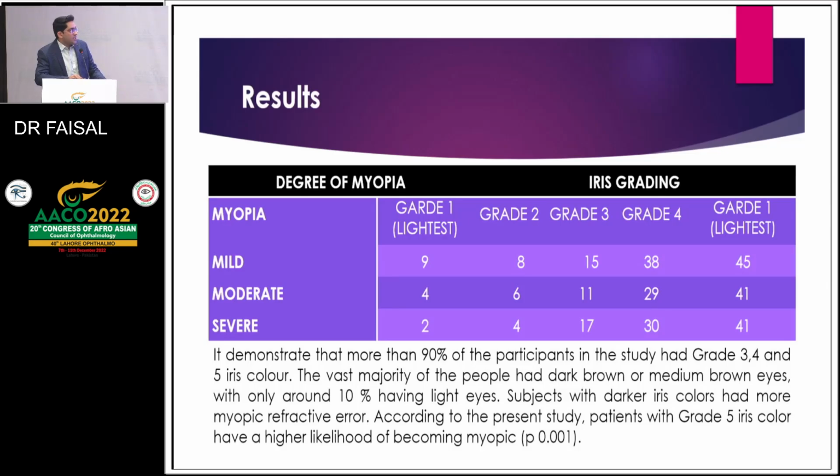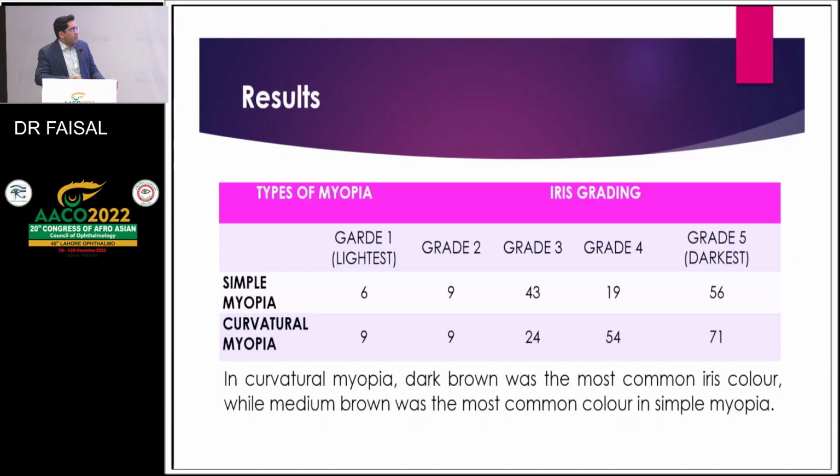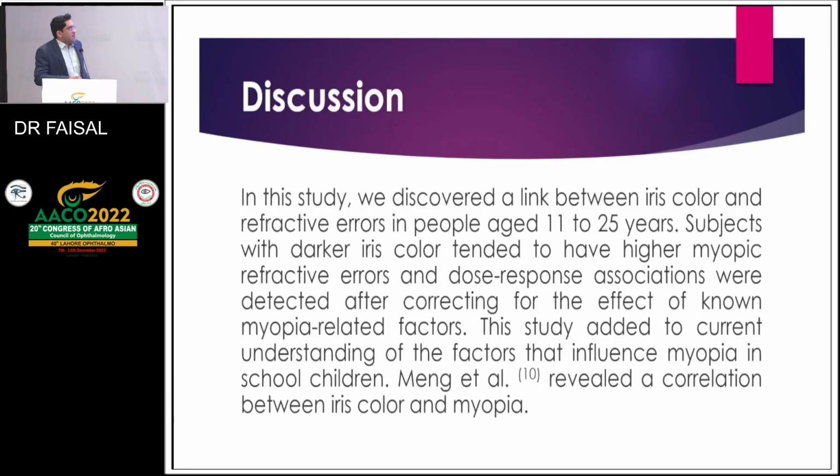According to the present study, patients with grade 5 iris color have a higher risk of becoming myopic. And this was the severity with the iris grading. We found that in convergent myopia, dark brown was the most common iris color, while medium brown was the most common eye color in simple myopia. We discovered that there was a link between iris color and refractive errors in people aged 11 to 25 years, and a strong association between the color of the iris and the refractive error.